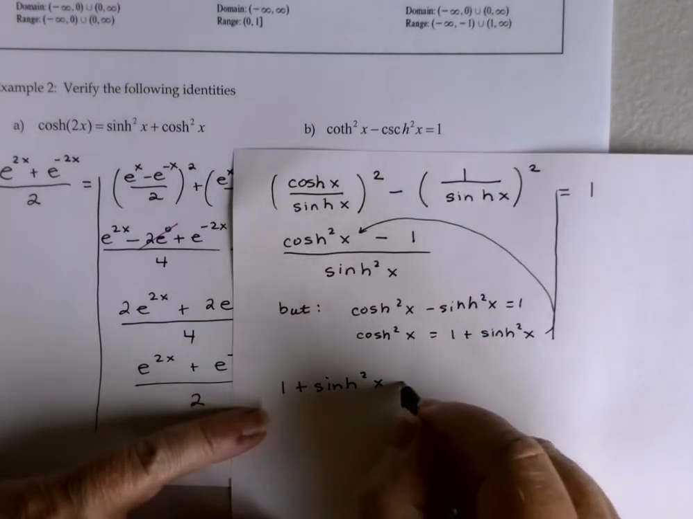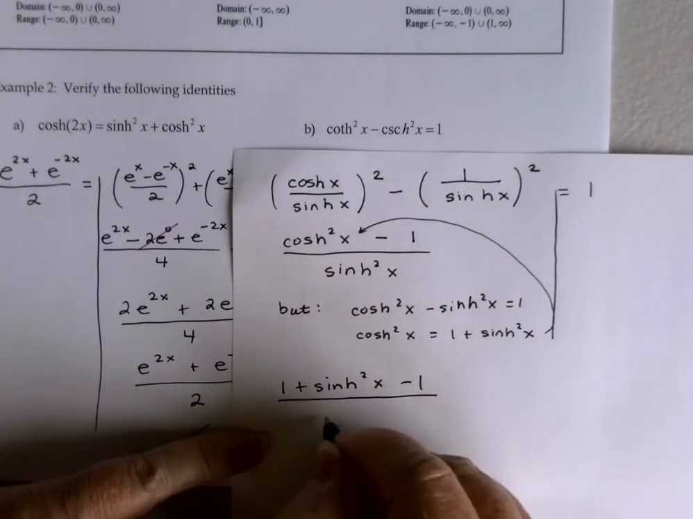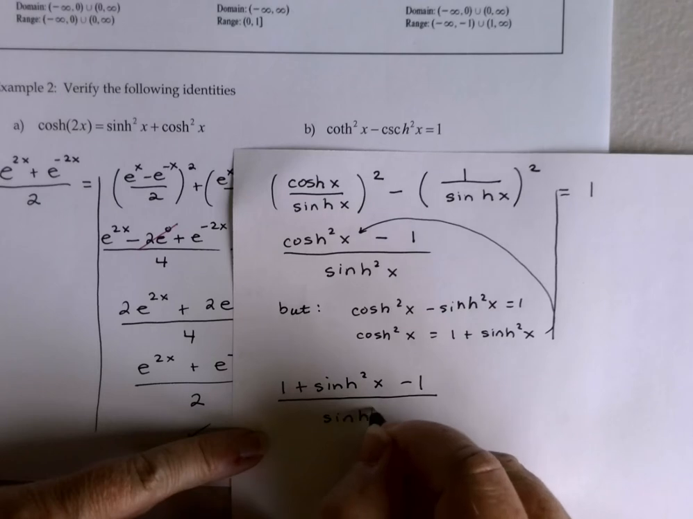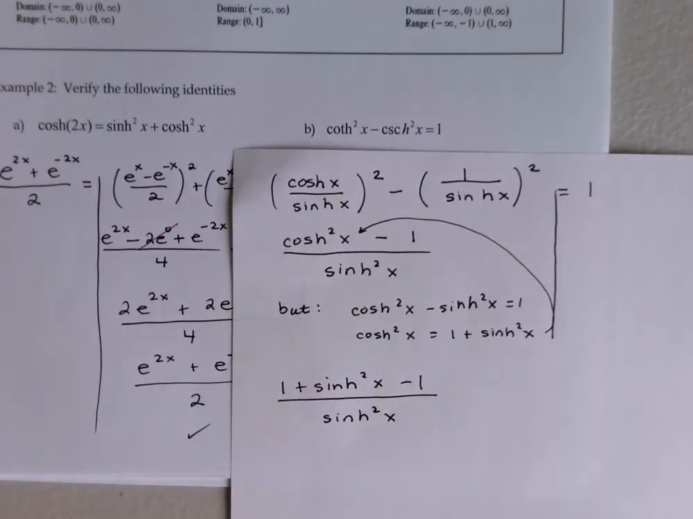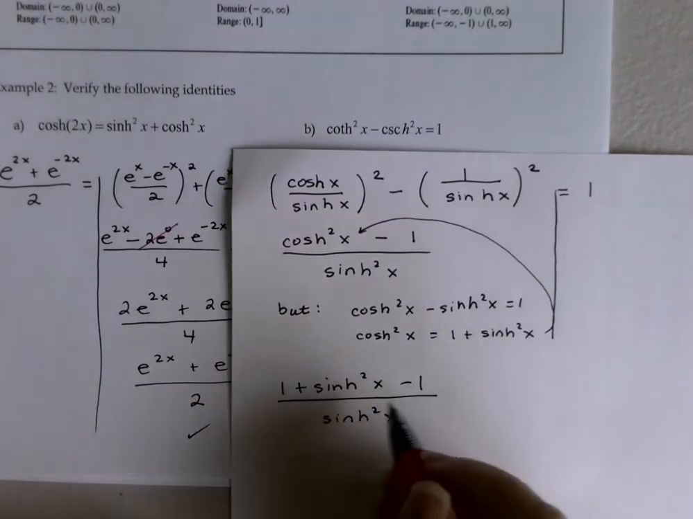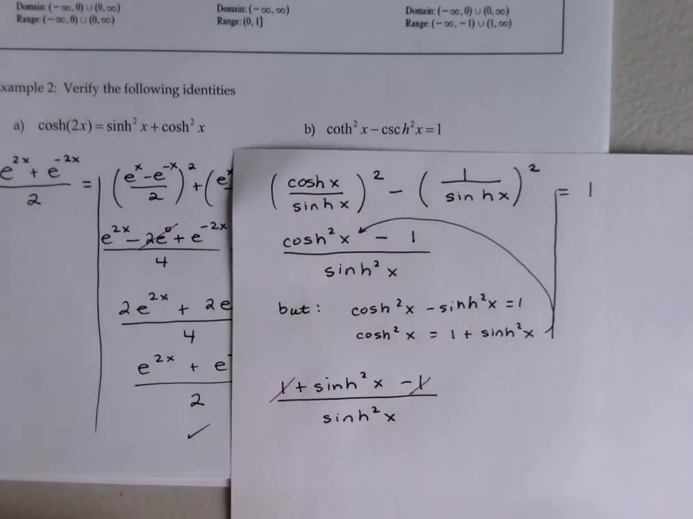I then have this minus 1 over the denominator sinh squared x. And of course, 1 minus 1 is 0. And then sinh squared x divided by sinh squared x would give me the 1 that I'm looking for.